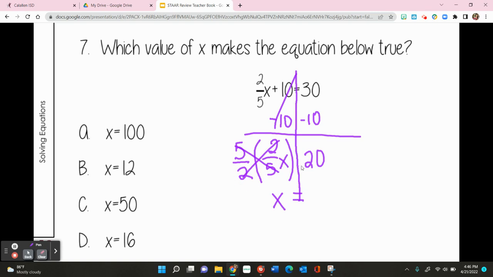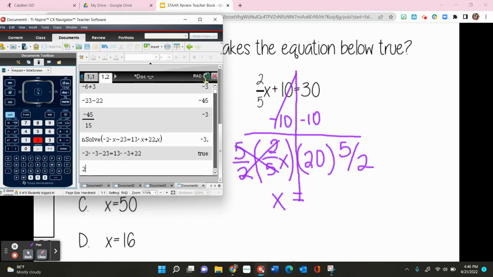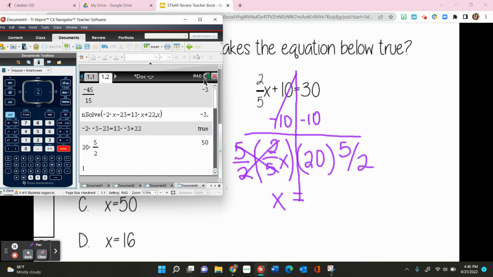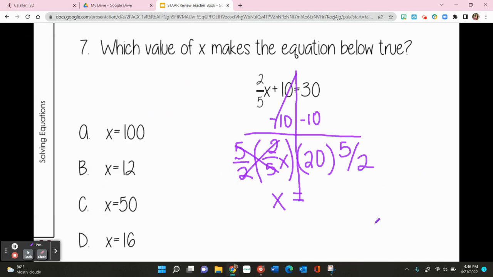And remember, if you're multiplying 5 over 2 on one side, you should be multiplying 5 over 2 on the other. So in your calculator, you're going to take 20 times control divide, 5 on top and 2 on the bottom. And when you press enter, we see that we get x equals 50. So here, my answer is C.